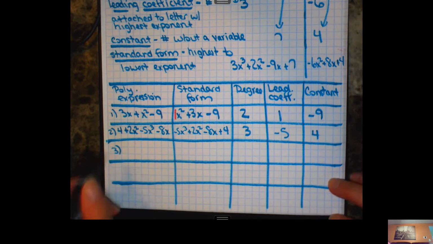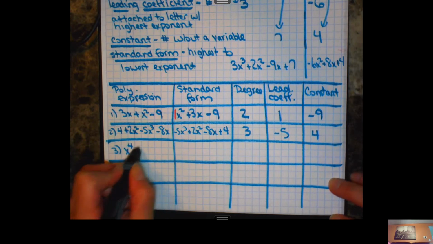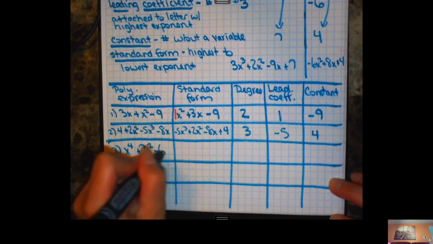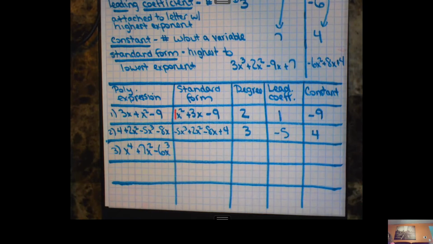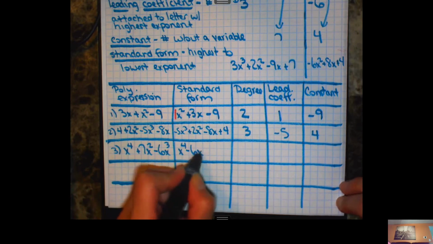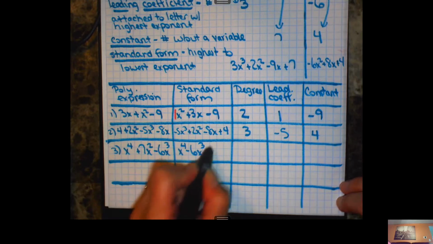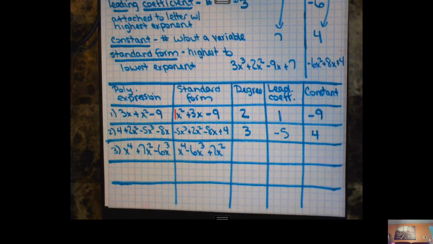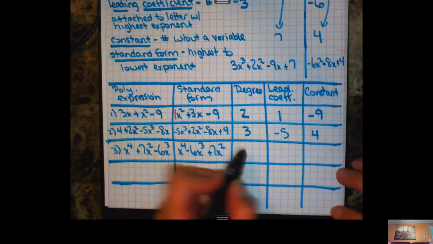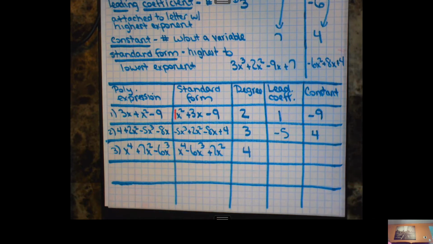Example 3, x to the 4th plus 7x squared minus 6x cubed. And again, pause the video if you'd like to try it on your own. So highest exponent goes first, so x to the 4th. Next comes a 3, so negative 6x cubed. And next a power of 2, plus 7x squared. All right, degree is the highest exponent, so that would be a 4. Our leading coefficient is the number in front of it, that's an imaginary 1. Our constant is the number without a letter. There is no number without a letter, so we're putting 0 because there could be an imaginary 0 there.